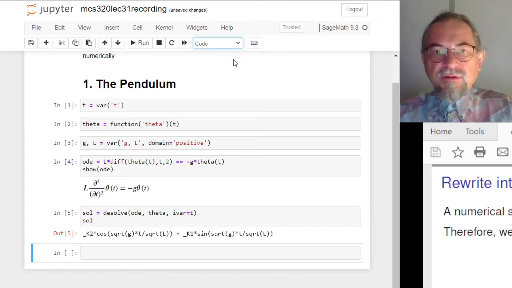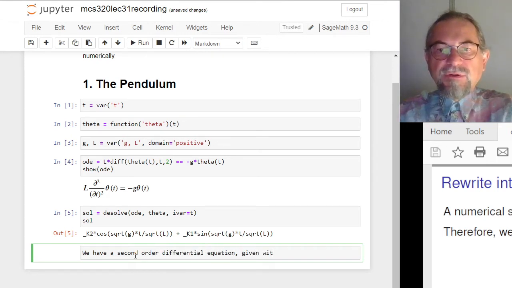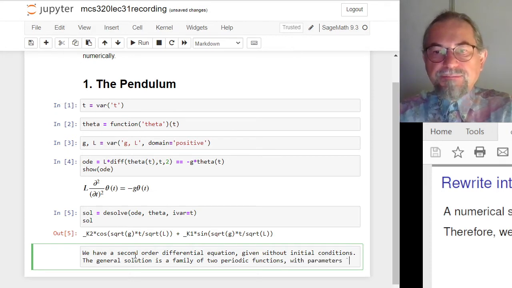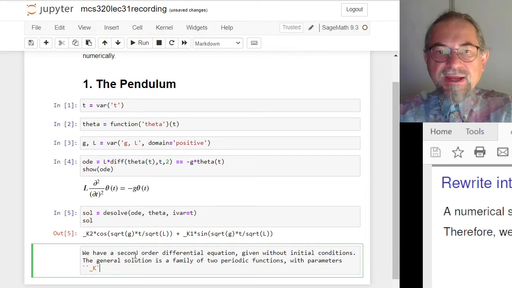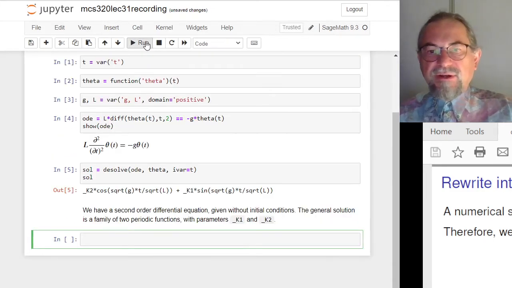Perhaps I should document now what I have done so far. We have a second order differential equation given without initial conditions. So the general solution is a family of two periodic functions with general parameters k1 and k2. The k's indicate that they are constants.